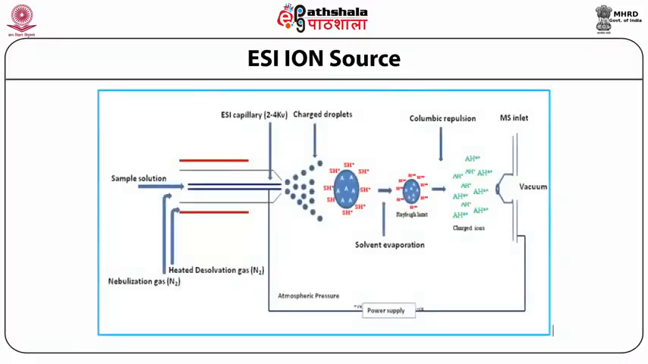An electrospray ionization source is depicted here. As mentioned earlier, the sample solution enters through an HPLC into the electrospray ion source, which is maintained at atmospheric pressure. That is why it is also called an API ion source. In the ion source, the analyte molecule gets solvated because there is a mobile phase, and then desolvation takes place. Finally, through Coulombic repulsions, the ionized molecules enter the analyzer, reach the detector, and the compounds are analyzed.